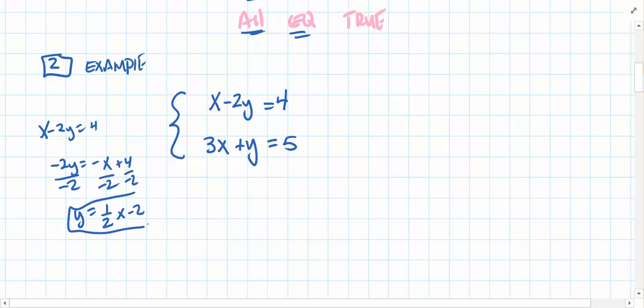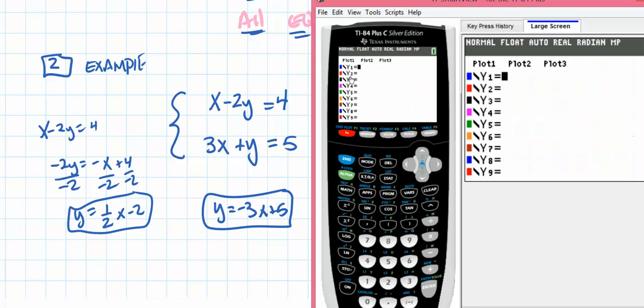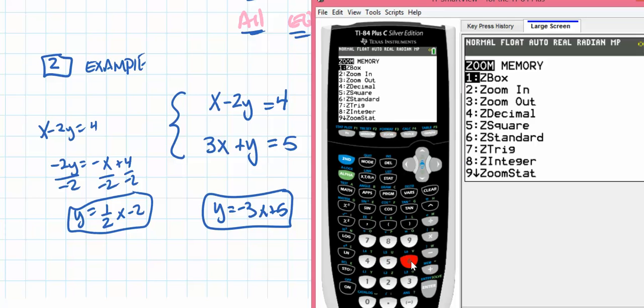I'm going to plug that one in, and let's do the same thing with this one over here. y is going to have to be negative 3x plus 5. That was a little bit easier. So those are the two equivalent equations from my system that I can plug into my calculator. I'm going to enter 0.5x minus 2, and then my next equation, negative 3x plus 5. And then hit zoom 6, so I'm staring at the same screen.